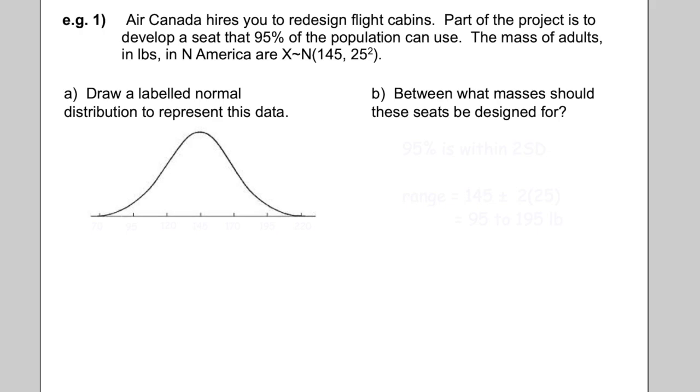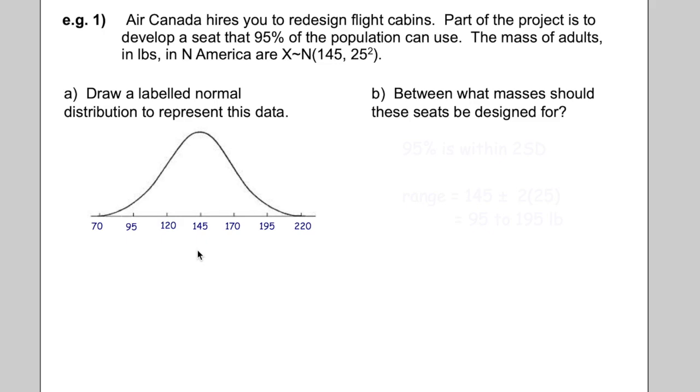So first of all, we know that the mean of the population is 145, meaning that the peak of this normal distribution, or bell curve, is at 145. Then with a standard deviation of 25, you keep adding 25 to the right or subtracting 25 to the left to get the scale onto the graph. And these represent the weight or the mass of adults indicated in the question.